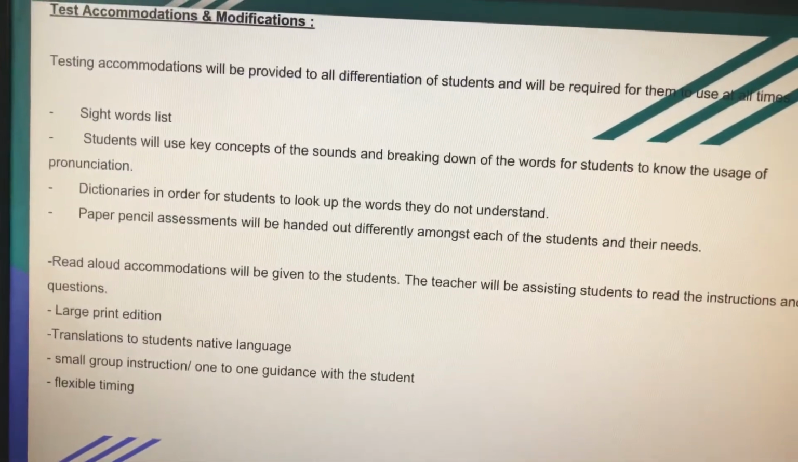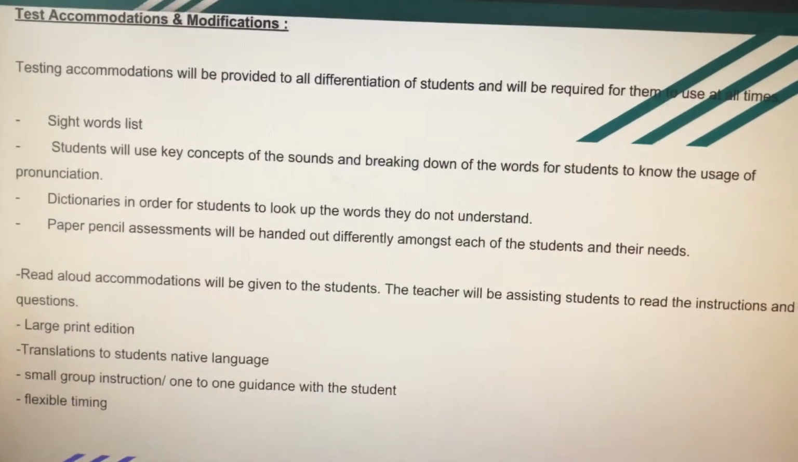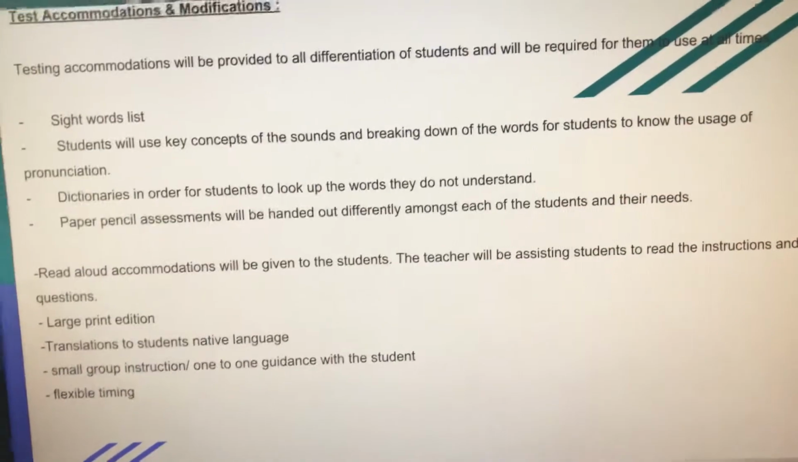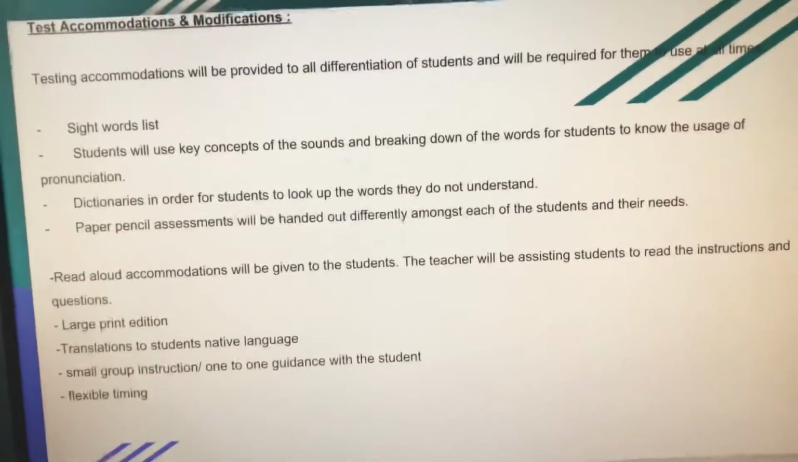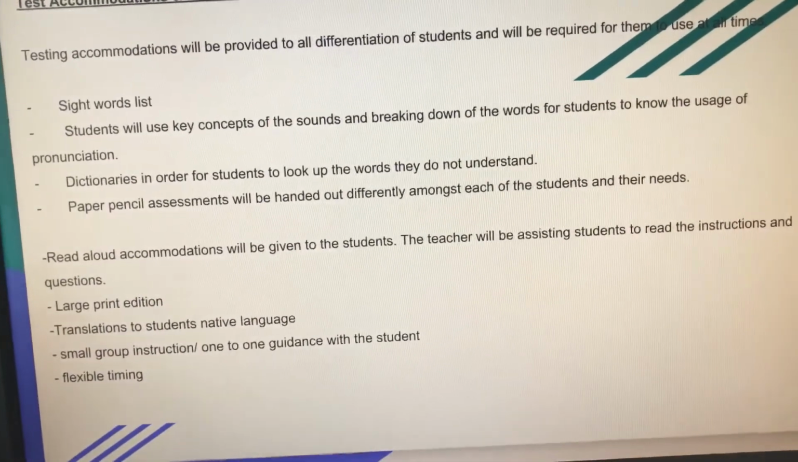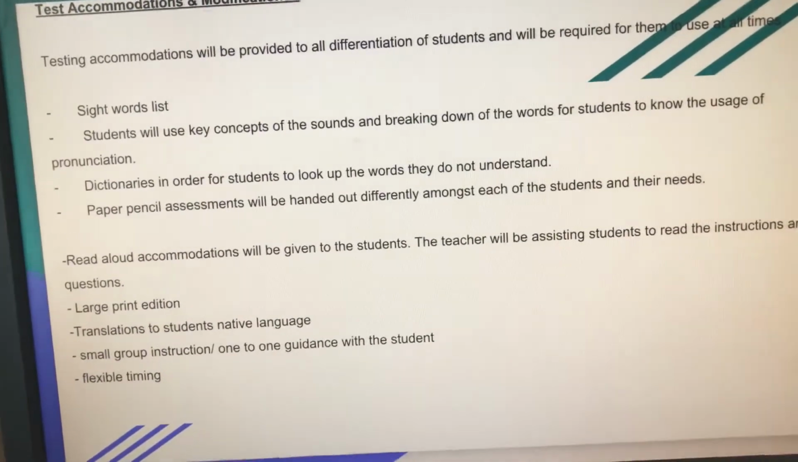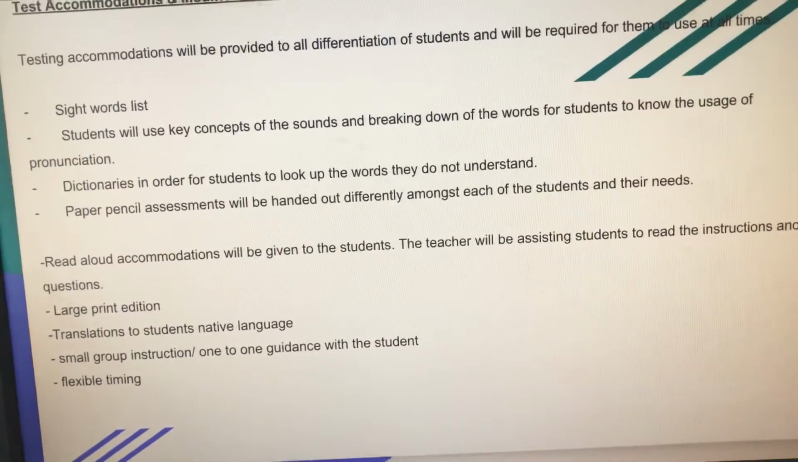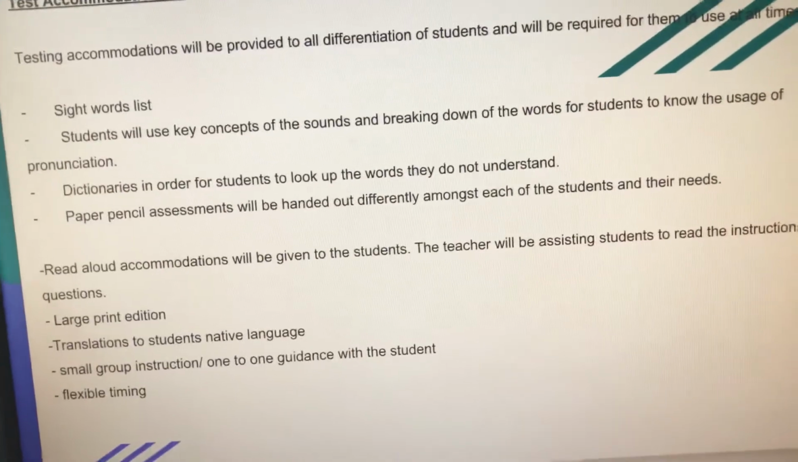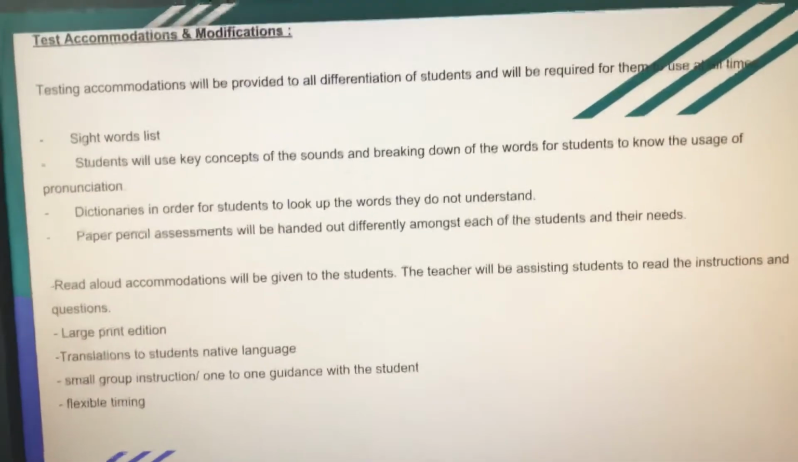These will be the testing accommodations and modifications given to each and all of the differentiation of students, and they will be required to use them at all times while being in class. They will have flexible timing, small group instruction with teachers, one-to-one guidance, large prints, reading aloud accommodations, dictionaries, paper pencil assessments, sight words, foldables, etc.